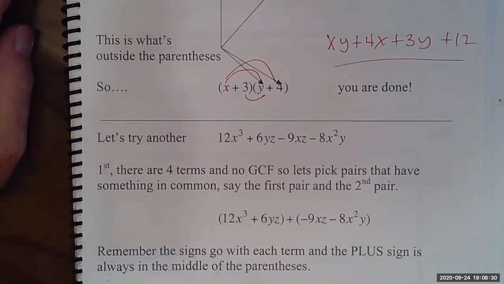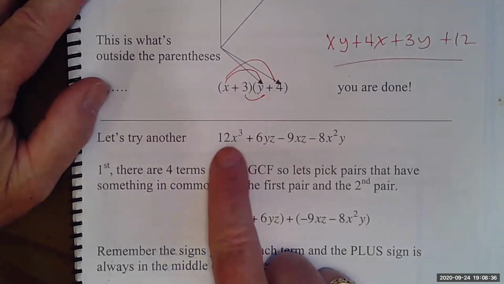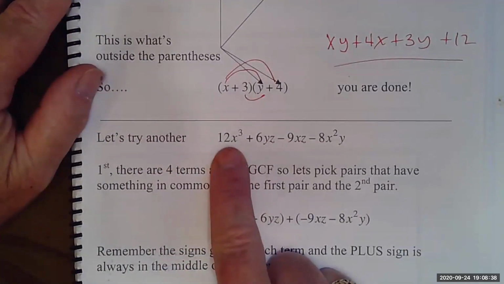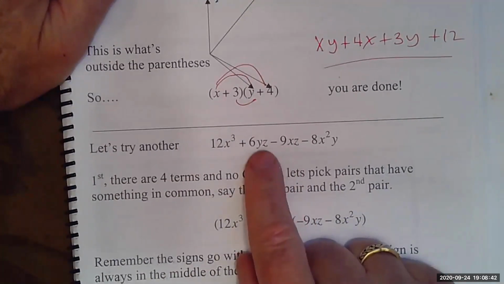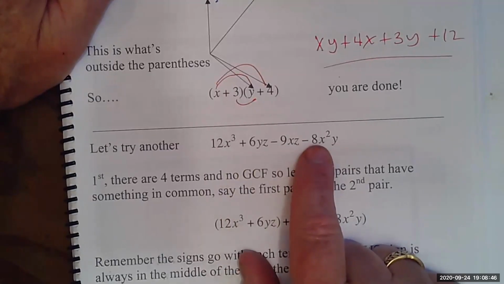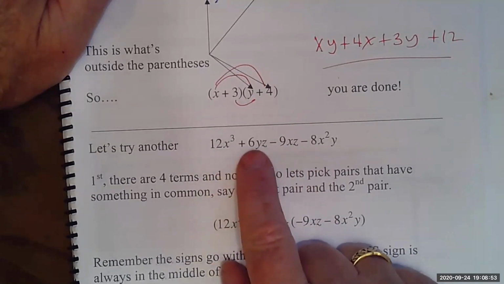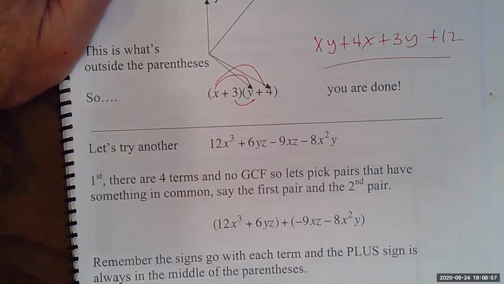All right, here's another one. GCF. I say there's none, but let's double check. 2 will go into 12 and 6, but 2 doesn't go into 9. 3 goes into 6 and 9, but 3 doesn't go into 8. It has to go into all 4 of them. Do they all have x? No. Do they all have y? No. There's no greatest common factor.